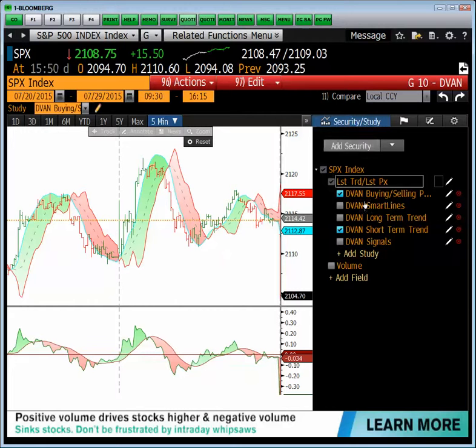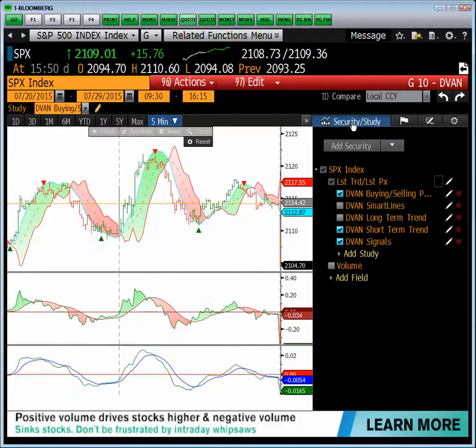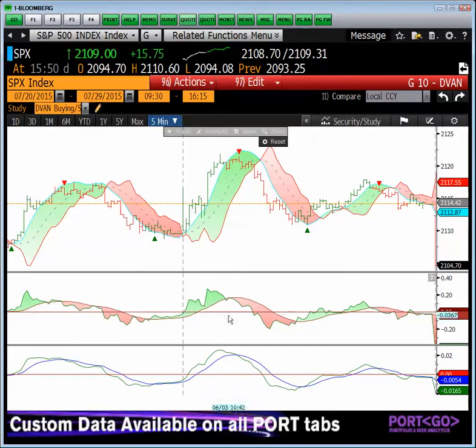So now I will add DVAN Signals. DVAN Signals consist of an oscillator running in a panel beneath price bars and corresponding arrows signaling when the oscillator crosses its baseline below. Green arrow means that the green oscillator has crossed the blue baseline upwards. Red arrow means the green oscillator has crossed its blue baseline downwards.